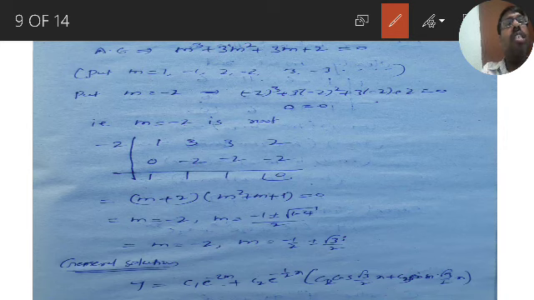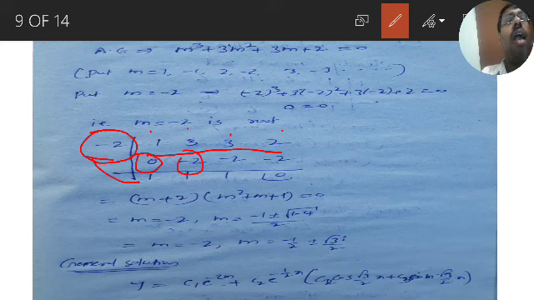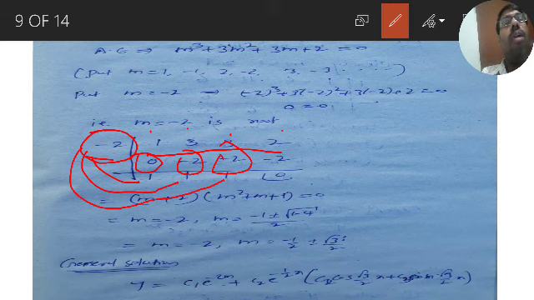This is synthetic division. What you do is write the coefficients: m cube coefficient, m square coefficient, m coefficient, and the constant. From the trial and error method find a root. We got m equal to minus 2, so divide by m equal to minus 2. First put 0 here, then add: 1 plus 0 is 1, minus 2 into 1 is minus 2, add again you get 1, minus 2 into 1 is minus 2, add you get 1, minus 2 into 1 is minus 2, add you get 0. The last term will be 0 because you are dividing with the root.